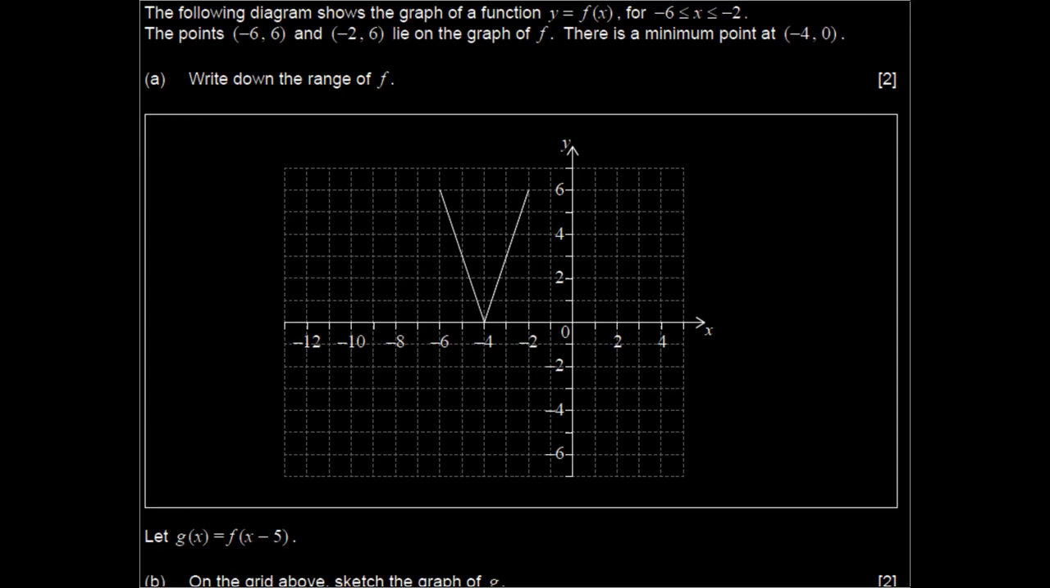So the range is what we get out. So range is the output, or the y values. So we can see here, if we just look at the graph, that y varies between 0 and 6. So we would just need to write 0 less than or equal to y less than or equal to 6, because values up to 0 are allowed and up to 6 are allowed, because it tells us here 6 and 0. So we definitely need to have less than or equal to here.